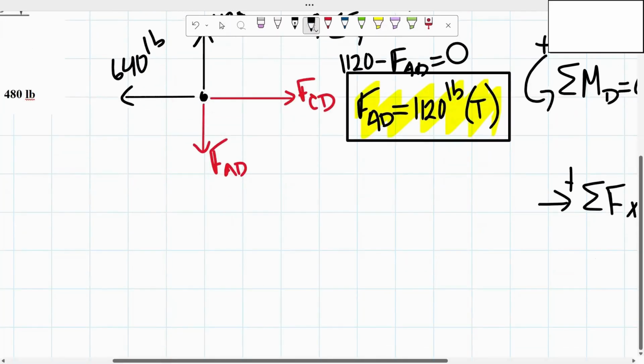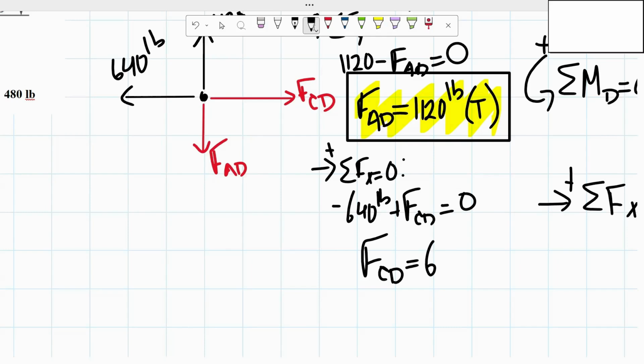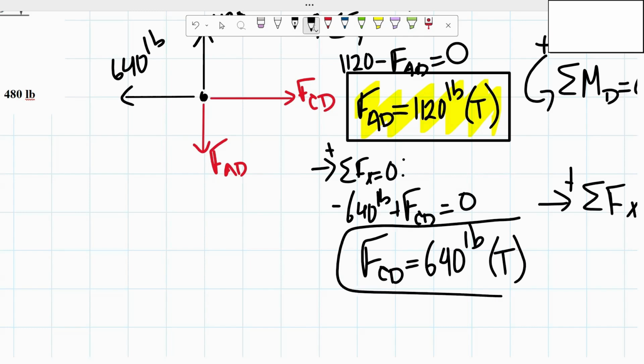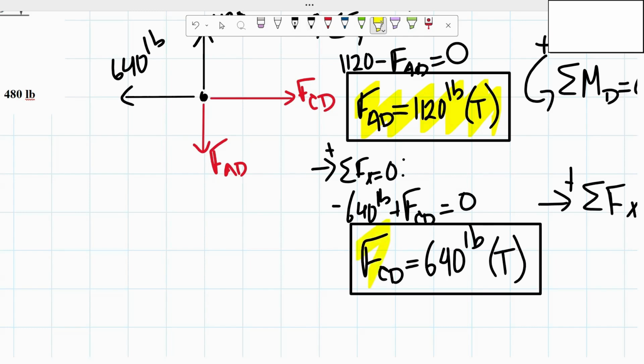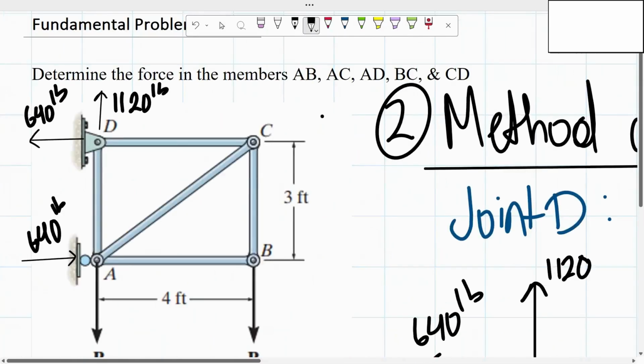Now I'm going to take the sum of the forces in the X direction. We have negative 640 pounds, plus the force of bar CD has to equal 0. If we solve for the force of bar CD, we end up getting a value of 640 pounds. Once again, a positive number, so that means it's in tension. Now that we found the forces of those two bars, I'm just going to quickly check them off.